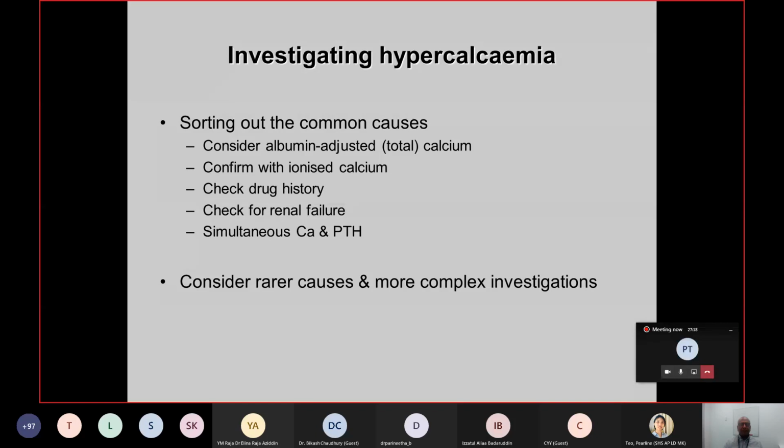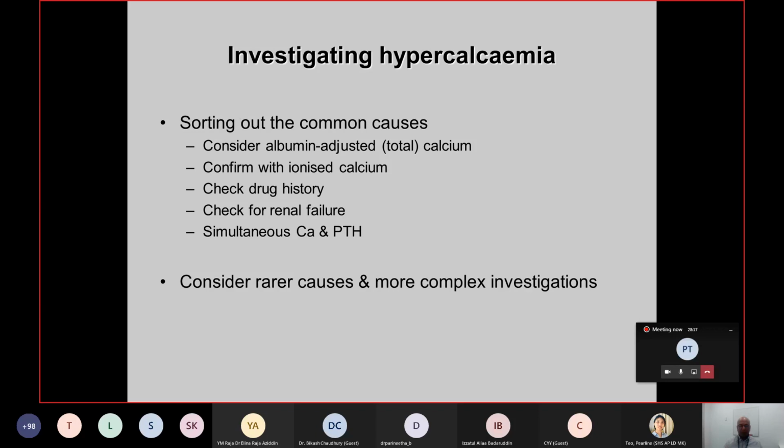So when you want to investigate hypercalcemia or even hypocalcemia, the first thing is to sort out the common causes. If you're measuring total calcium, use adjusted total calcium. This can be confirmed if there's an abnormality by measuring ionized calcium, or even if an abnormality is suspected but the total calcium is normal, and ionized calcium sometimes picks up hypercalcemia, which is missed by total calcium. Drug history is important in the investigation of hypercalcemia because there are a few drugs which cause significant changes to calcium metabolism. Renal function is important, and then, as I mentioned, measure calcium and PTH at the same time, and then interpret the results.